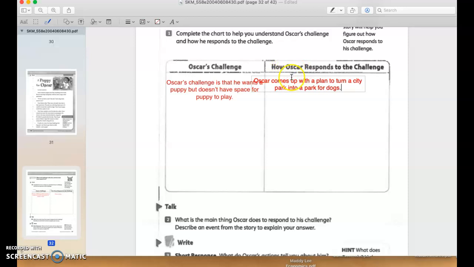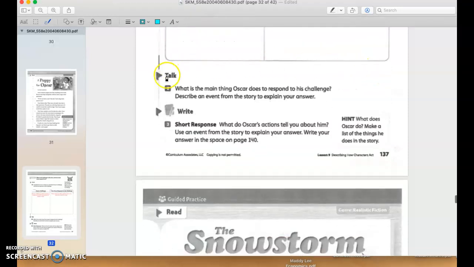Put my period at the end of my sentence. I need to scoot this over here. Okay, so we've answered that section. We found the challenge or the problem and how Oscar responds to the challenge.